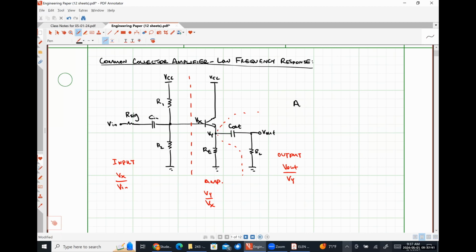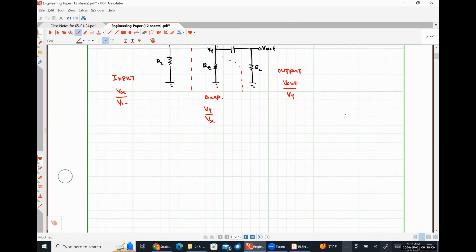The mid-band gain of the amplifier stage is given by Gm times R naught in parallel with Re divided by 1 plus Gm R naught in parallel with Re. This relationship should be in your notes from 335. So now let's look at what's going on with the amplifier stage.